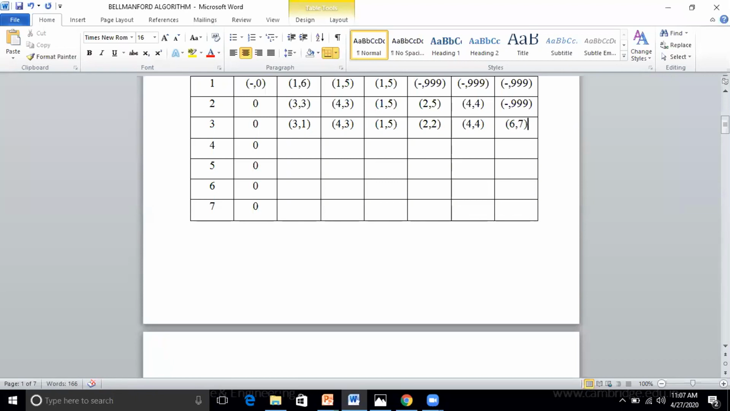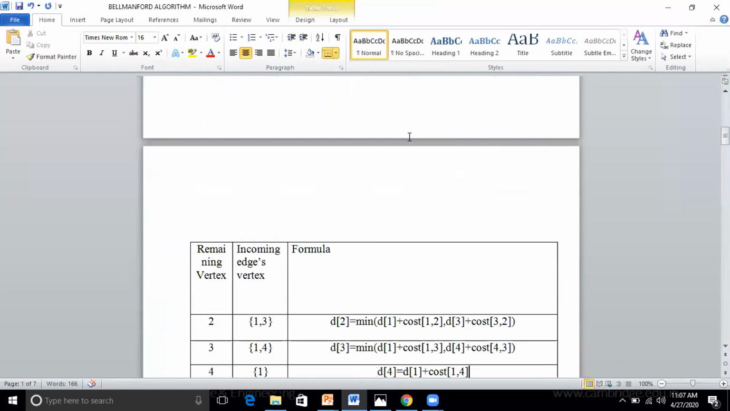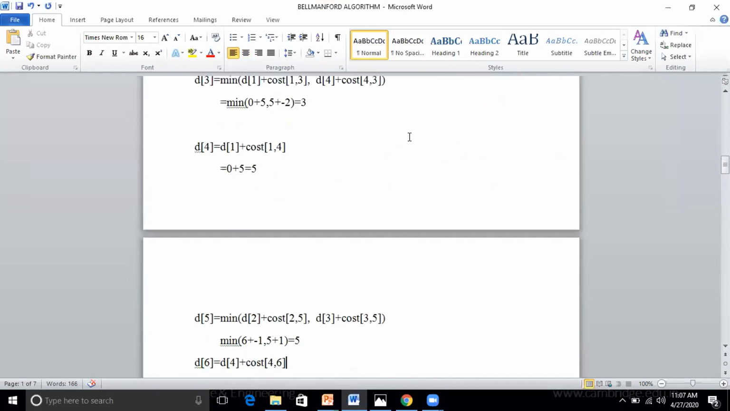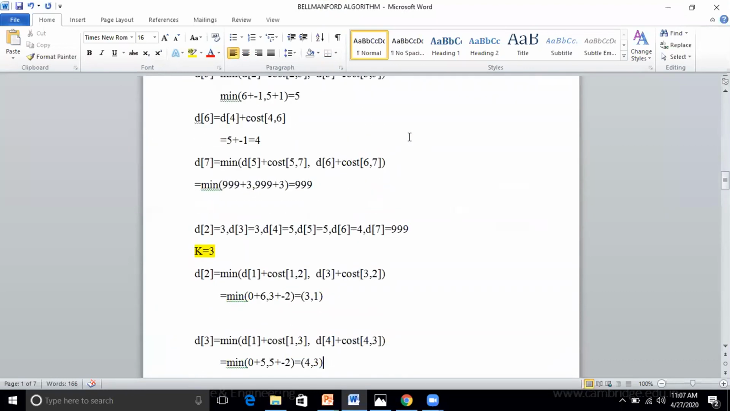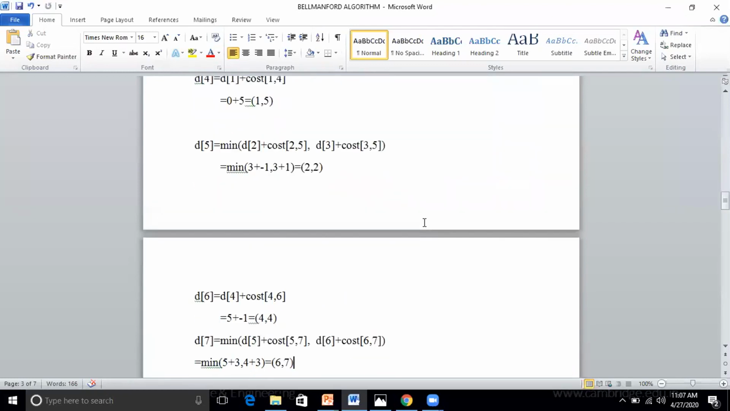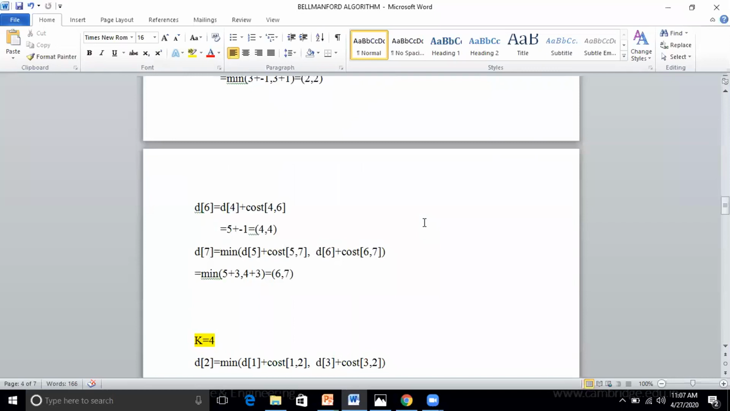Yes, sir. Similarly, the same formula we have to use, but which values should we consider now? The previous values. Shall we do this iteration now? Yes, sir. So now for k equal to 4, what is d of 1? D of 1 is 0, isn't it? Yes, sir. That source is 0.